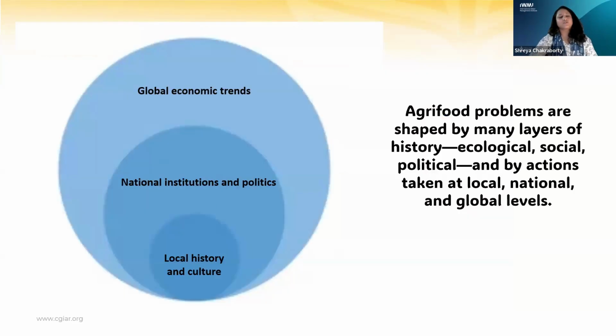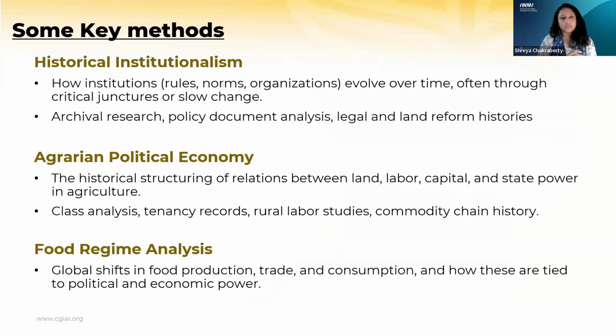We'll move beyond this. So just to quickly end my presentation, some of the key methods: there are different ways in which you can look at historical analysis. A lot of us would do, say, historical institutionalism, which means that you would look at how institutions and policies have changed over time. You could do archival policy document analysis, etc., which is more institution-centered. Then what you'll see from some of our case studies is, say, agrarian political economy, which is looking at linkages between land, labor, capital, and state, for instance, how these dynamics move over time and how they tend to persist and get our agri-food systems locked into certain ways of being.